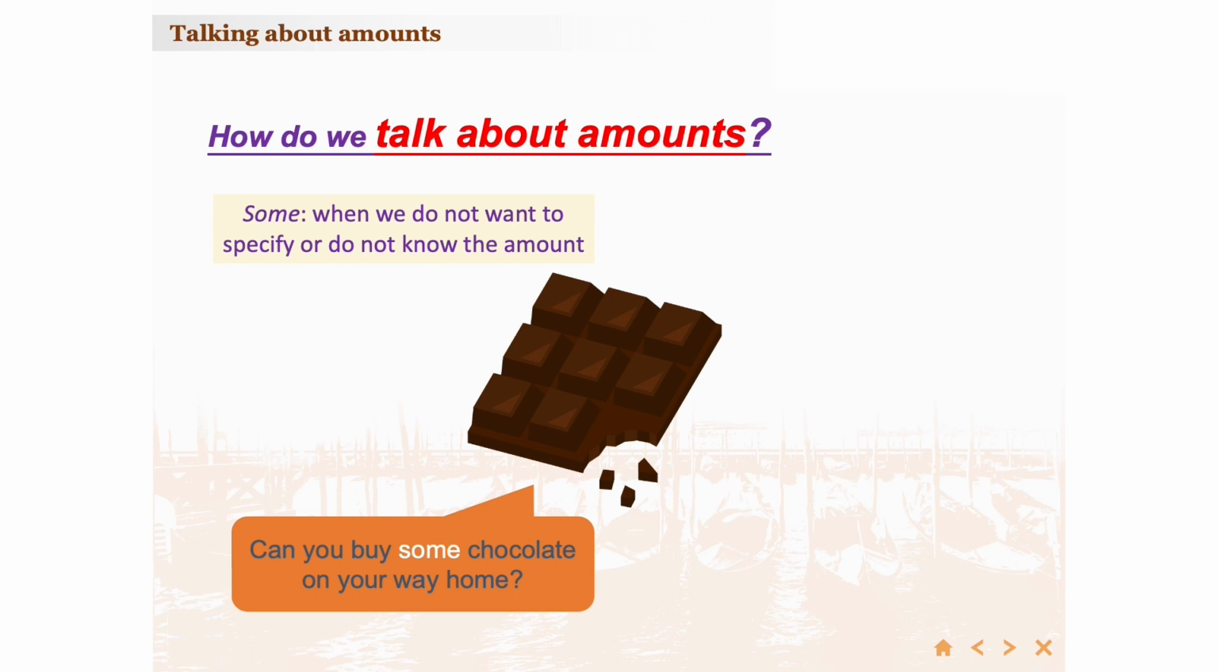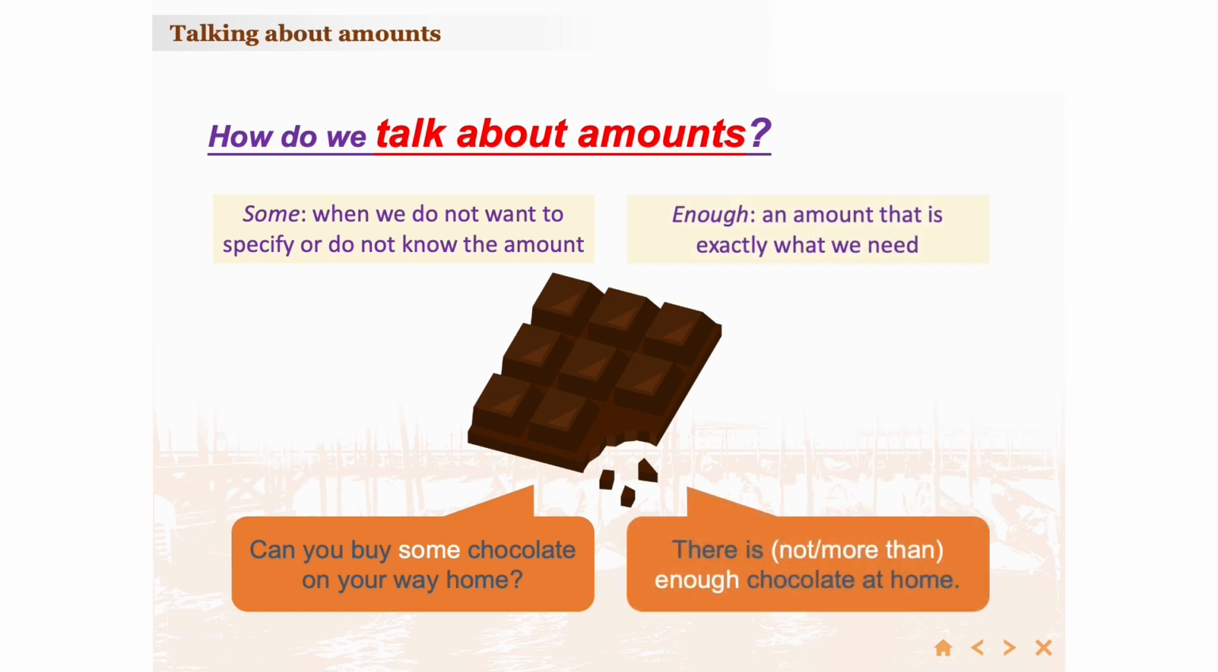We use enough to talk about an amount that is exactly what we need. Here is an example. There is enough chocolate at home. If we want to talk about an amount that is smaller than what we need, we can add not. For amounts bigger than what we need, we can add more than before enough.